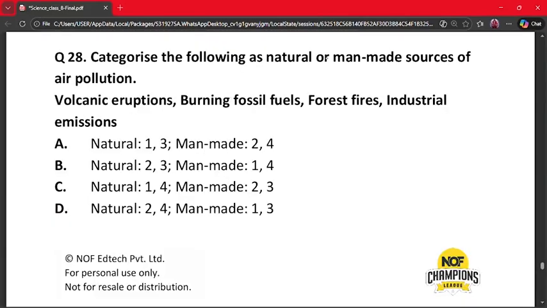Question number 28. Categorize the following as natural or man-made sources of air pollution: volcanic eruptions, burning fossil fuels, forest fires, and industrial emission. So here volcanic eruption and forest fires are natural, while fossil fuels and industries are man-made sources. So option A, which says 1 and 3 are natural and 2 and 4 are man-made, is the correct option.